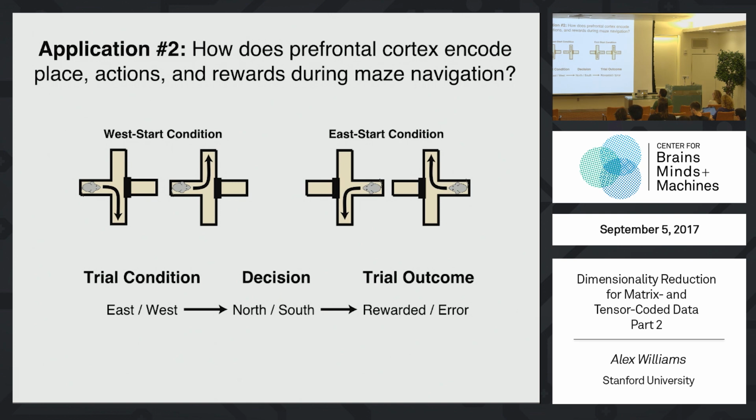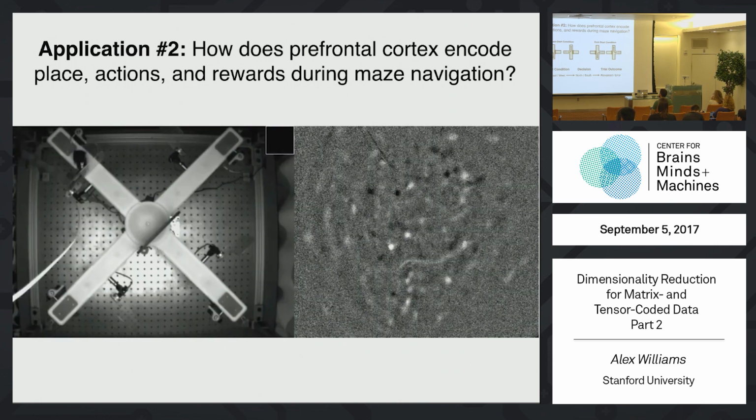So they have a task, and you don't have to pay attention to the details of this too much. Basically, mice start on either the west or east arm, and the opposing arm is blocked in a 4-arm maze. So on every trial, the mouse has a binary decision whether to go to the north arm or south arm. And also, there's a binary outcome, which is whether the mouse receives a reward or receives an error. And they did large-scale calcium imaging in mice over multiple days while they navigated this maze.